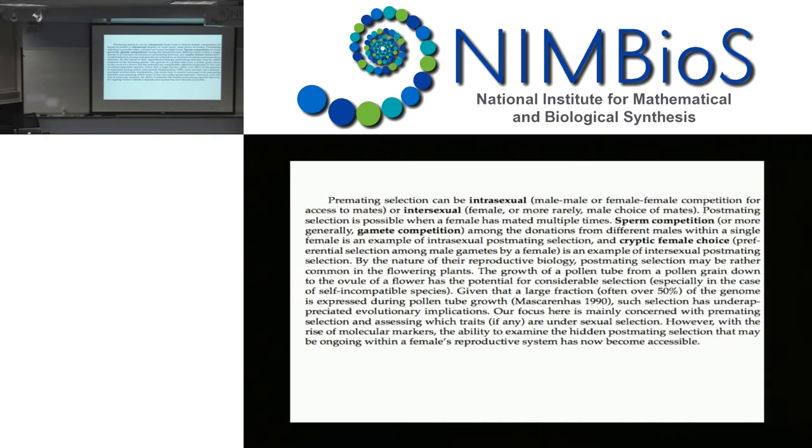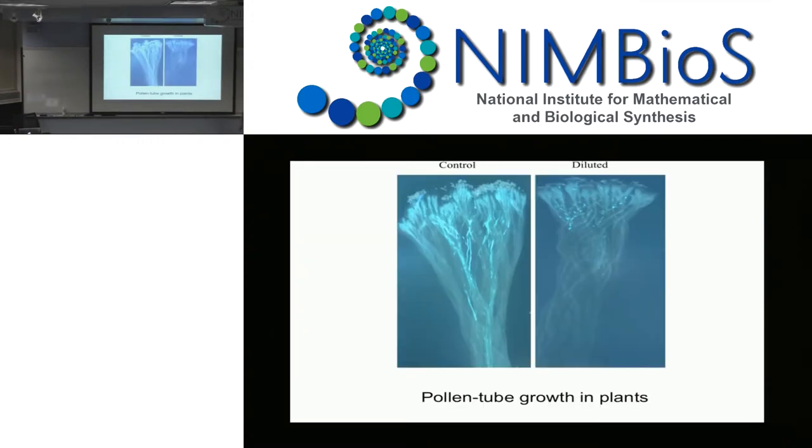So pre-mating selection can be intrasexual, male versus male or female versus female competition for mates, or intersexual, female choice of mates, or more rarely, male choice of mates. Post-mating selection occurs when the female has mated multiple times. Here's a great example of that.